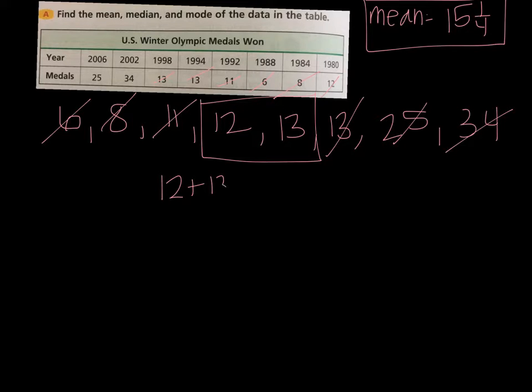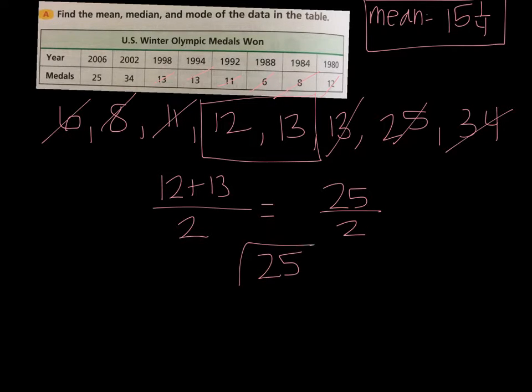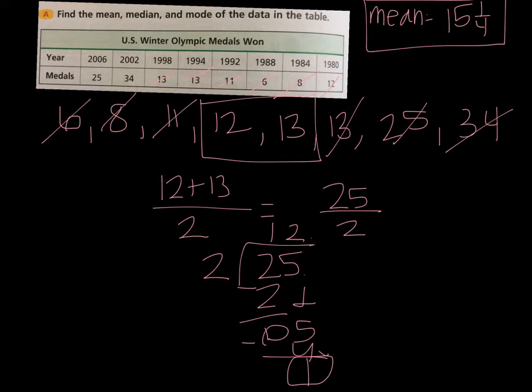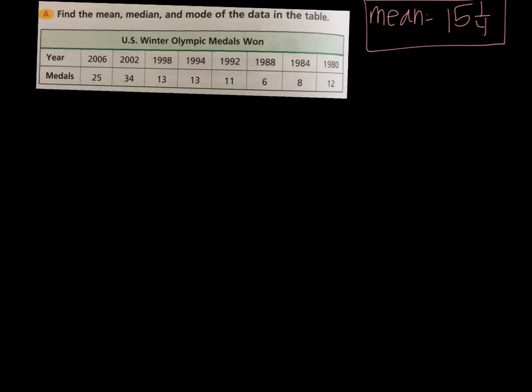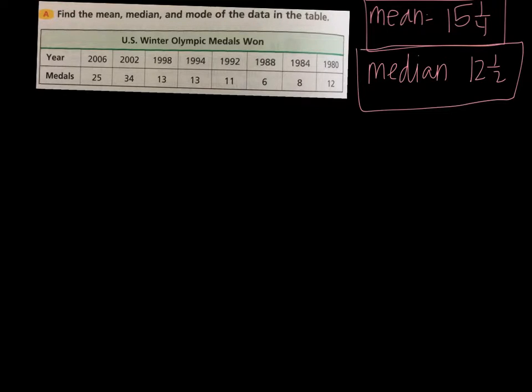So 12 plus 13 divided by 2. I'm going to get 25 divided by 2. 2 goes into 25 twelve times, minus 24 would be 1. So then my 1 would be my numerator, my 2 would be my denominator. So my median, I'm going to write that up here. My median is 12.5.